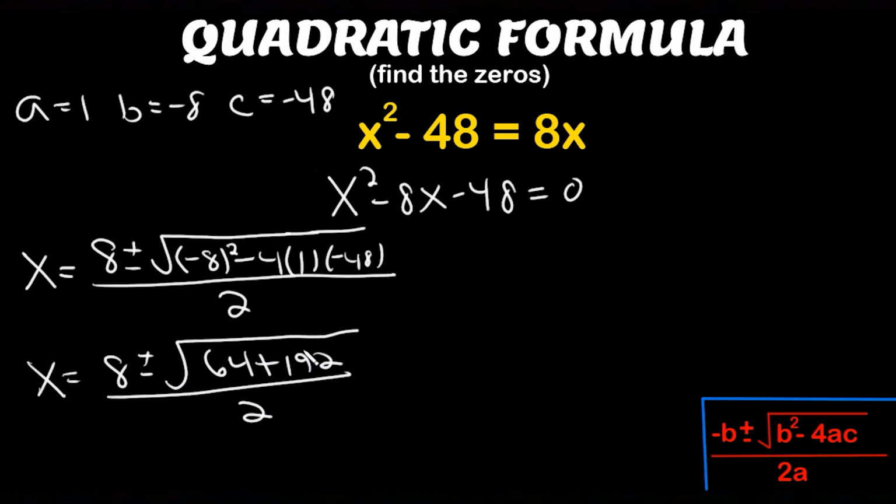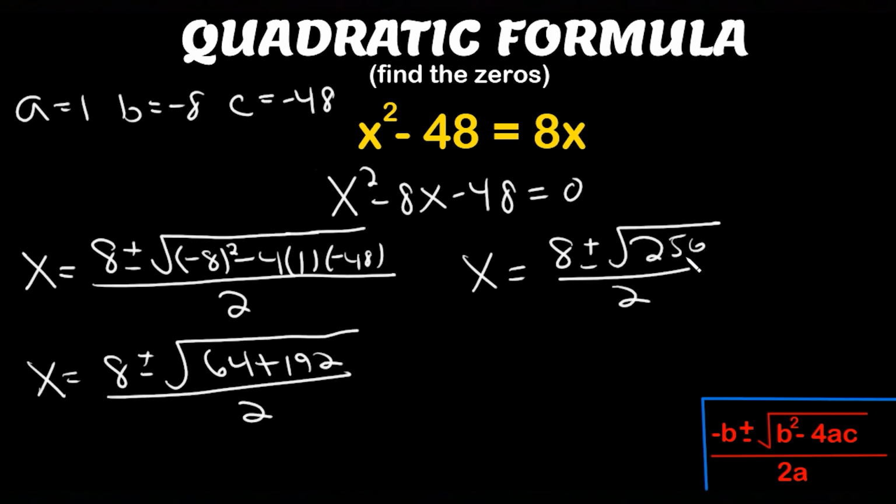So now just cleaning it up even further, we get x equals 8 plus or minus square root of, when you add 64 and 192, you get 256. So you get 256 all over 2. Now, 256 is a perfect square. When we take the square root of 256, we get 16. So we get x is equal to 8 plus or minus 16 all over 2. I mean, technically you're done here, but we're going to break it down into its individual parts.